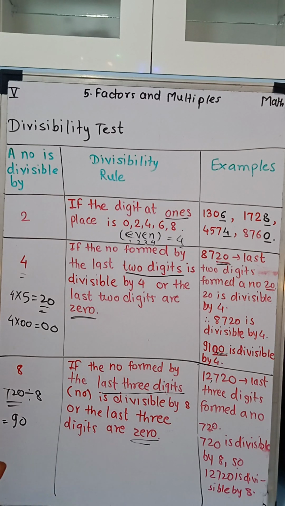One more example we can take is 91,000. The last three digits are 0. So 91,000, or whichever number has the last three digits as 0, is always divisible by 8.